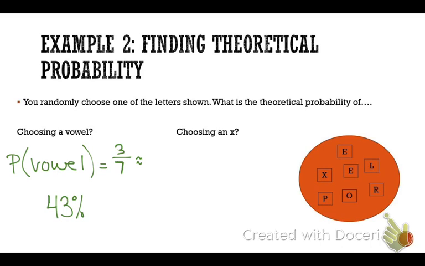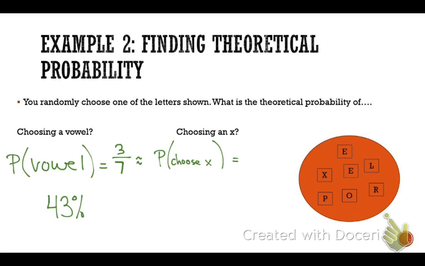All right, let's look at the next one. Choosing an X. Okay, so probability, something goes in parentheses, and then you have a fraction. So probability, I just put choose X. Choose X. If you said probability of X, that would be fine. If you said nothing, that's a problem.